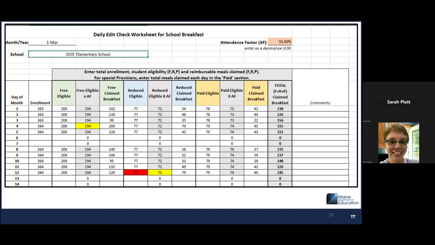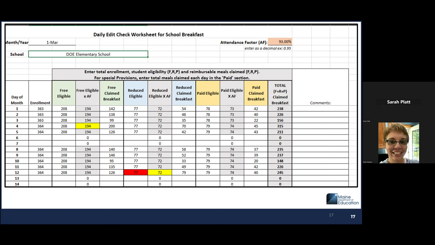So the reduced eligible column turned red. It's saying that's not possible. If you only have 77 reduced eligible students, there's no way you can claim 79. So that's why that cell is red, and you are required again to look into why that is and make an adjustment. Then you'll also, it may be difficult to notice this.